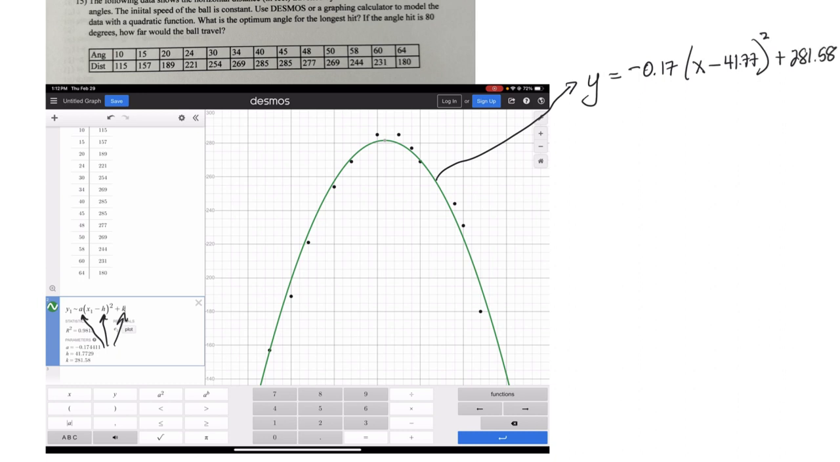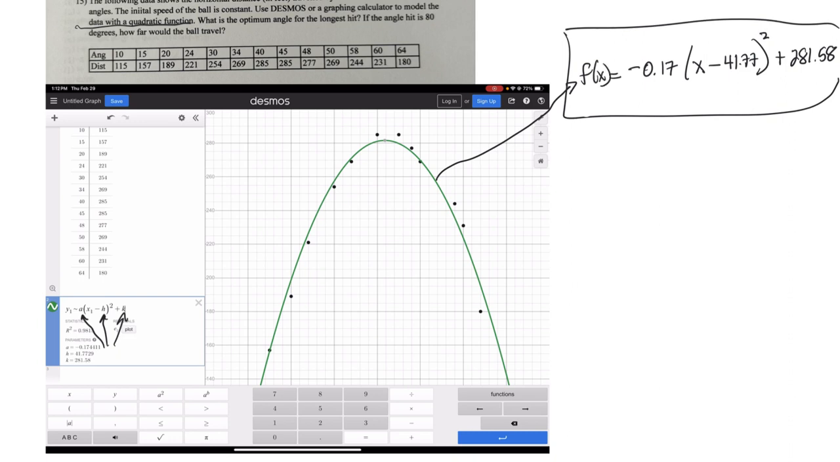So when they say use DESMOS to model the thing with a quadratic function, this is what I'm looking for. There's your quadratic function. And instead of calling it y there, I could call it f of x, so it's in functional notation. Okay, then the next question says, what is the optimal angle for the longest hit? And then it says, if the angle hit is 80, how far will it travel? Let me go back into DESMOS and show you how that would work.